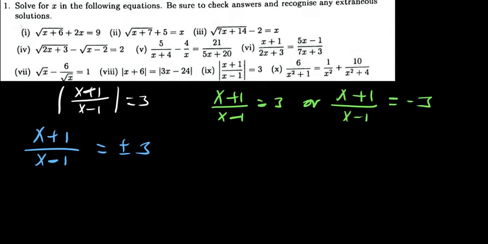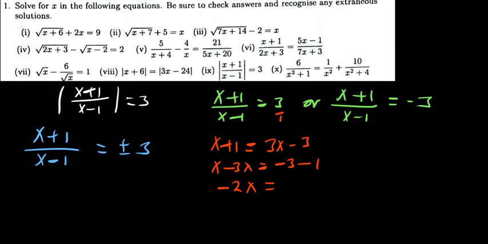So I'll cross multiply in this case. Here there's 1. So if I cross multiply, I'll end up having x plus 1, the top part, is equal to 3 times x is 3x minus 3. So it will be x minus 3x is equal to negative 3 minus 1. This is going to give me negative 2x is equal to negative 4. I divide both sides by negative 2. X will be equal to 2.